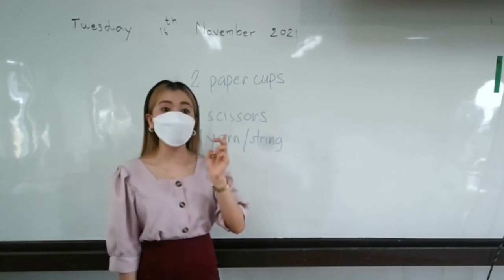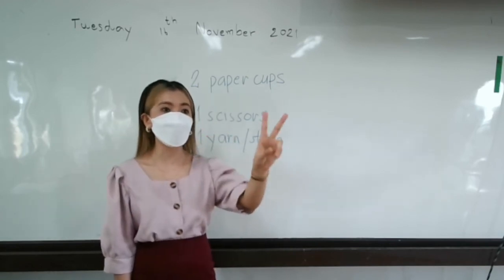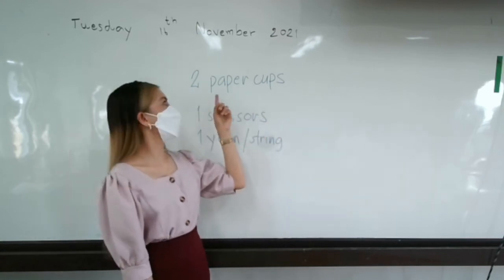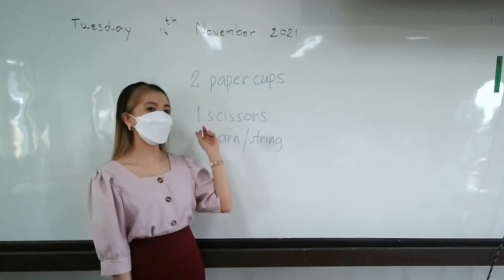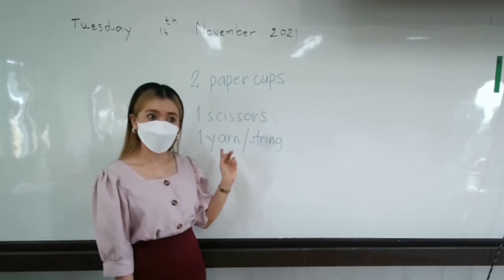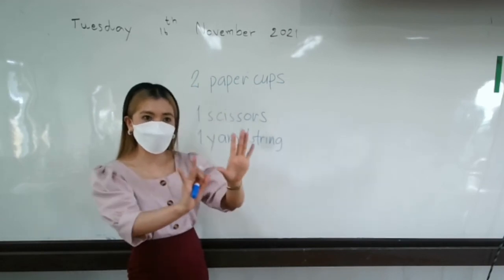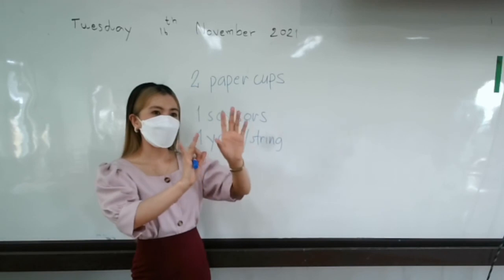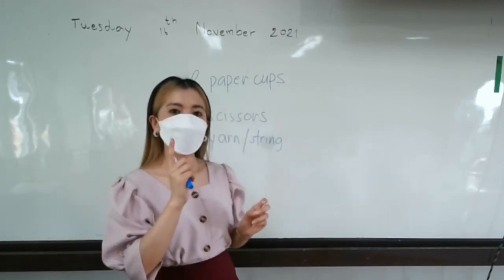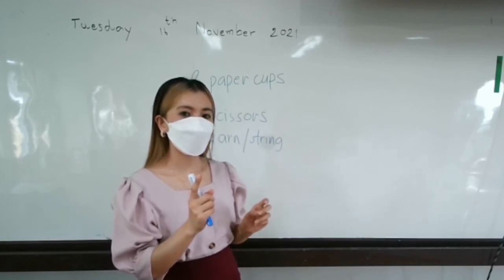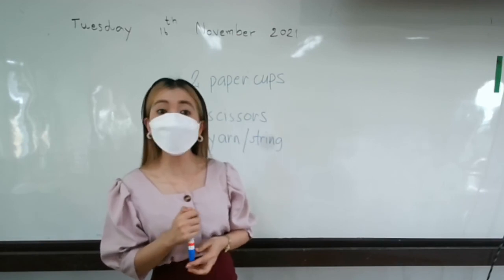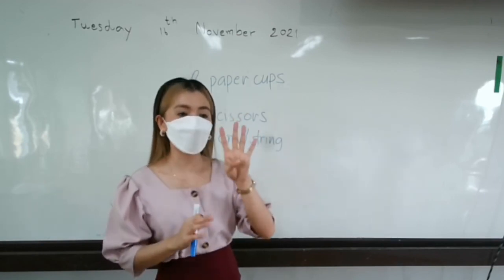But we're gonna do it for the students who are here by 2s. 2 students, you're gonna bring 2 paper cups. 2 students, you're gonna bring only one scissor and 1 string. Did you understand? Okay, so since you're only 7, we have 4 groups. Maybe the student who is left will come, teacher. So you are 8, so we have 4 groups.